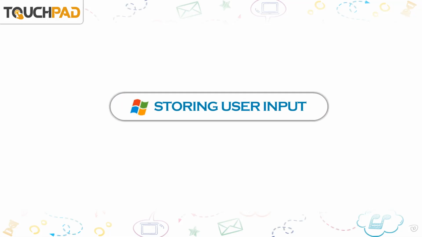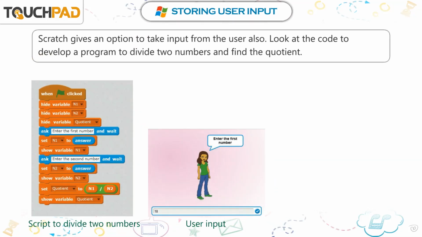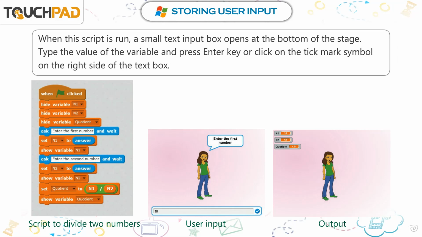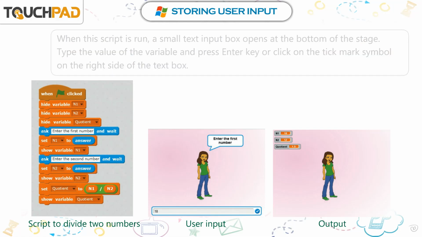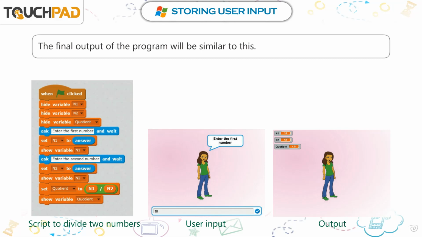Storing user input. Scratch gives an option to take input from the user also. Look at the code to develop a program to divide two numbers and find the quotient. When this script is run, a small text input box opens at the bottom of the stage. Type the value of the variable and press Enter key or click on the tick mark symbol on the right side of the text box. Script to divide two numbers. User input. Output. The final output of the program will be similar to this.